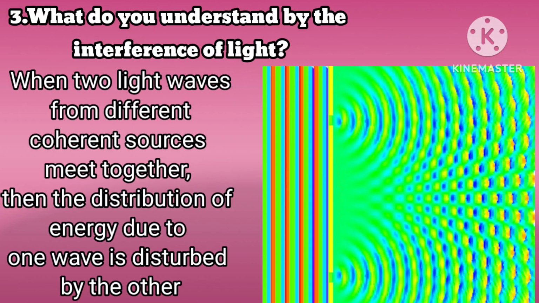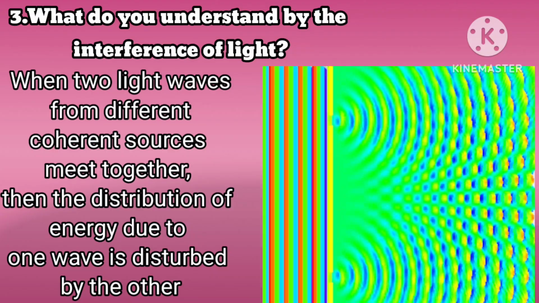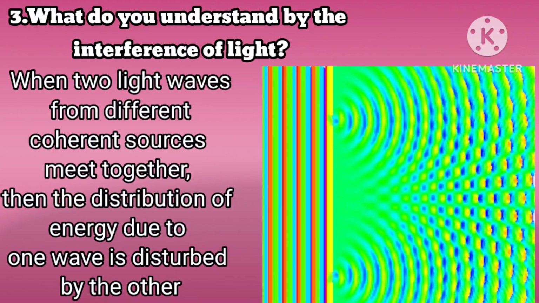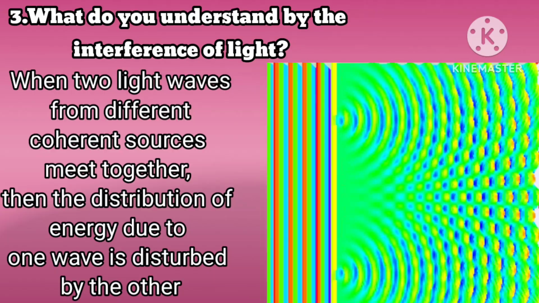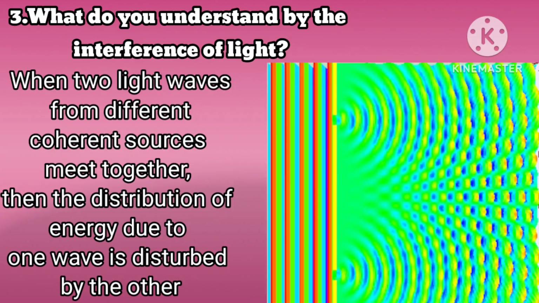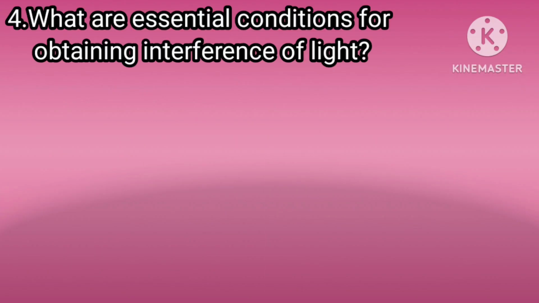What do you understand by the interference of light? When two light waves from coherent sources meet together, the distribution of energy due to one wave is modified by the other one. Then it creates the interference pattern of dark and bright fringes.